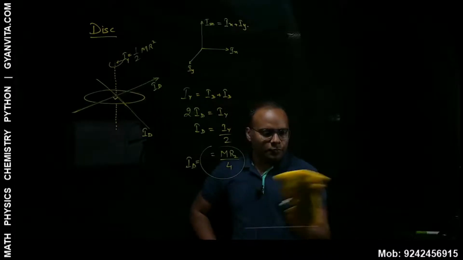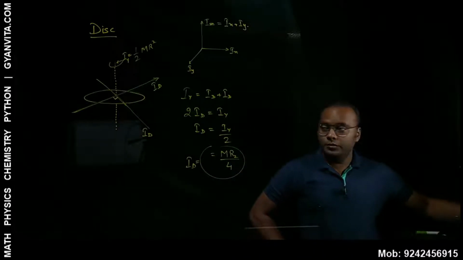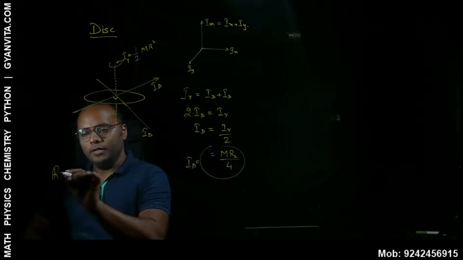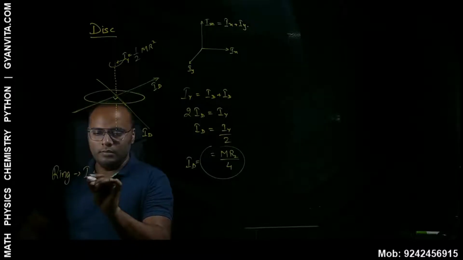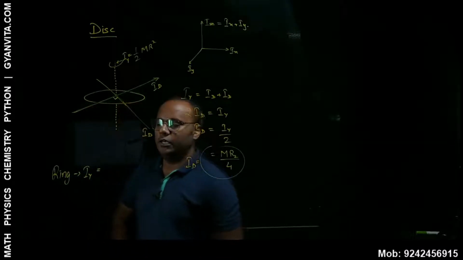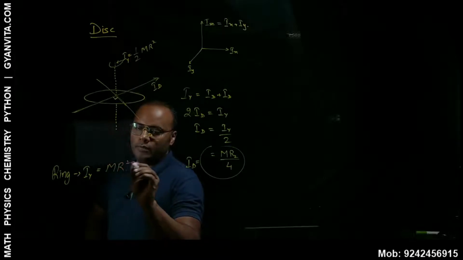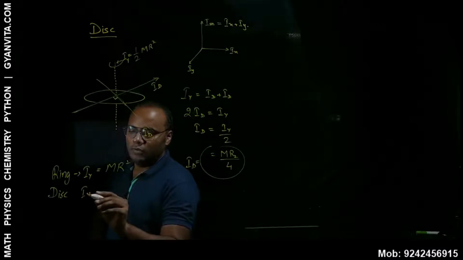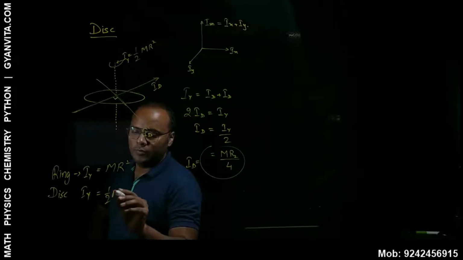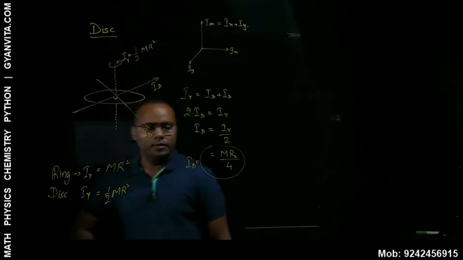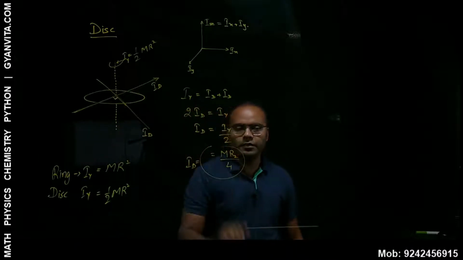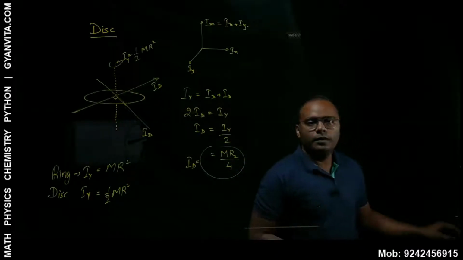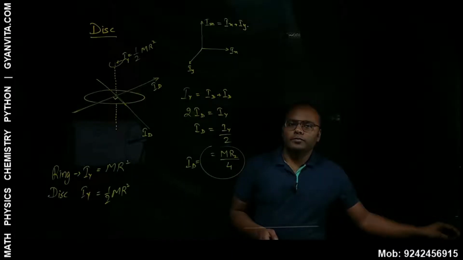Now if you observe these two things, and the ring we have already seen earlier: in the ring, about the main axis, the moment of inertia was mr square, and in the disk along the same axis, it is 1 by 2 mr square. And it is the same with the moment of inertia along the diameter as well. So we have now found the moment of inertia along the diameter.